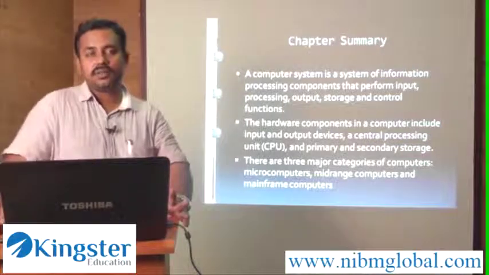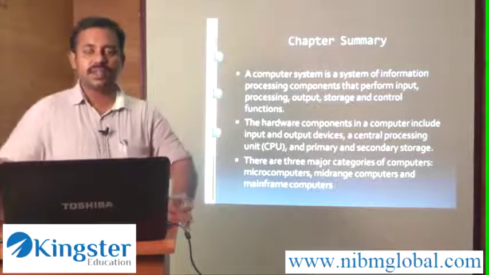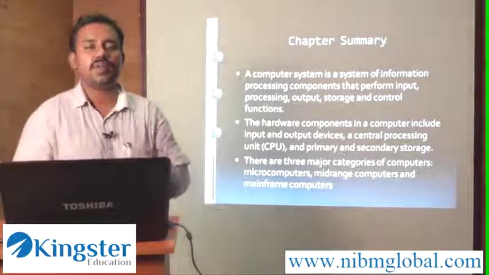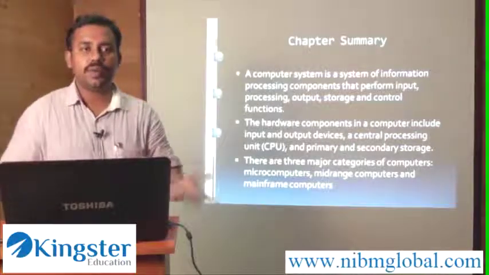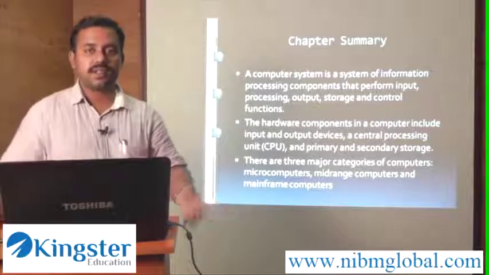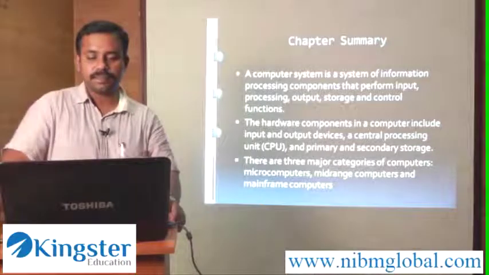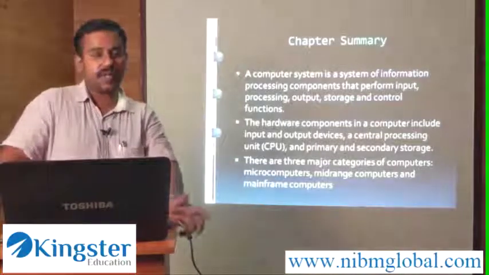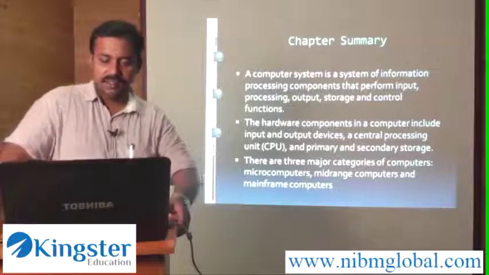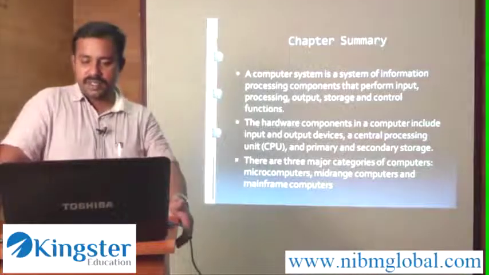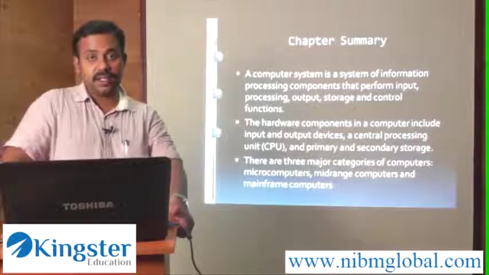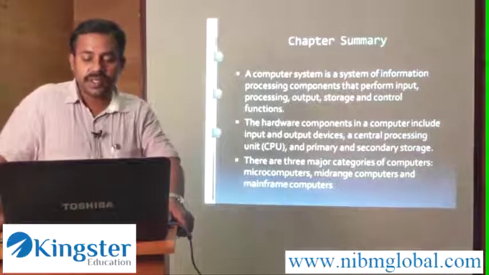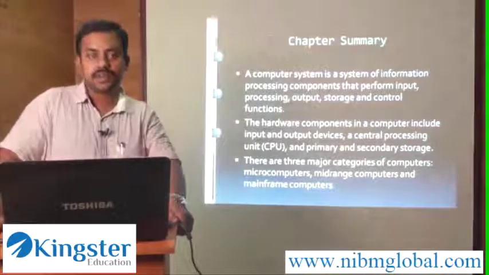We need hardware for functioning of this system. We need a number of input devices. We need a very strong processing system. We need output devices which communicate the processed information. And the computer hardware components include input and output devices, which we were discussing, the processing unit, and primary and secondary storage. And as we discussed, there are three major categories of computers: microcomputers, mid-range computers, and mainframe computers.